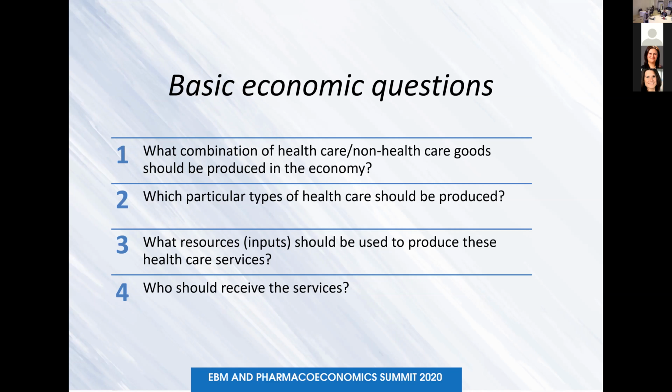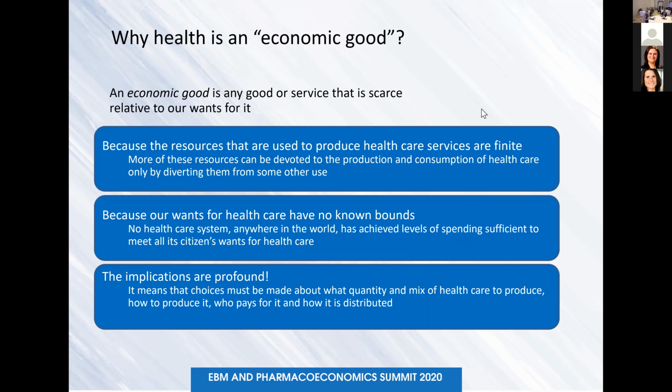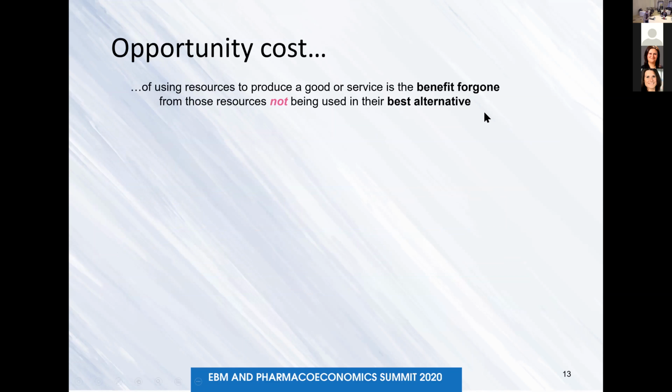And finally, who should receive these services? Should we give these services to everybody, no matter what? Should we only concentrate on those who need the interventions the most? Or should we also make an allocation based on their ability to pay, and so give free healthcare only to those who cannot afford to pay privately?